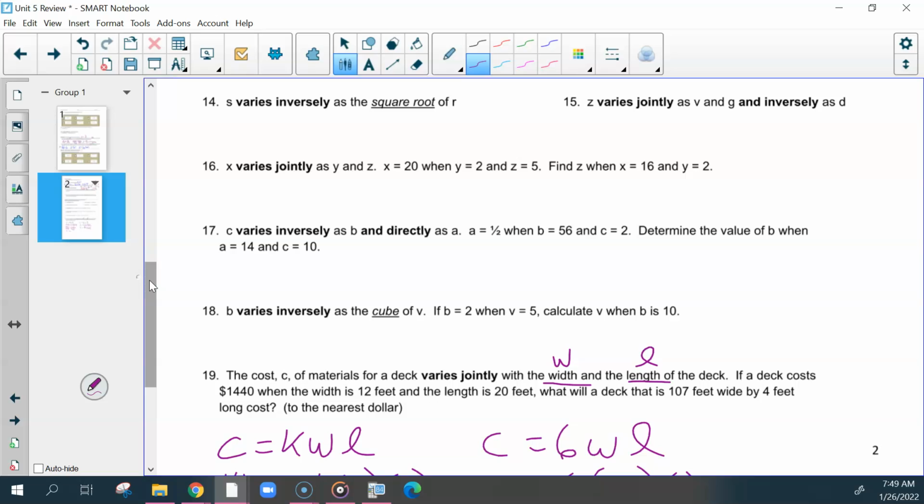So for 17, how you would set this up. It varies inversely as B. So if we were to just start setting this up, this would be C equals K over B. But it's also directly as A, so it's still multiplying. So the multiplying still needs to go up here.